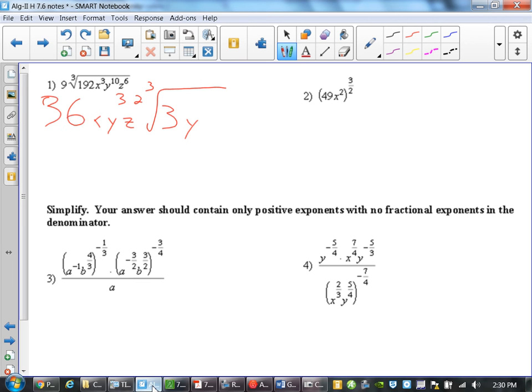Is it 12? When it goes to the fractional exponents, start thinking about, okay, 49x squared to the 3 halves is, what's the square root of 49x squared, cubed? So you get 7x. So it's 49 times 7, it's going to end in a 3.